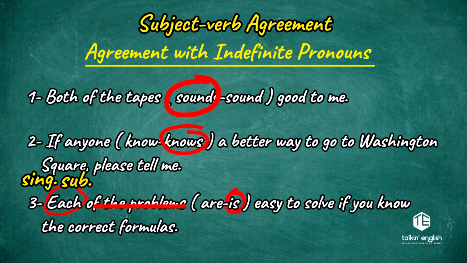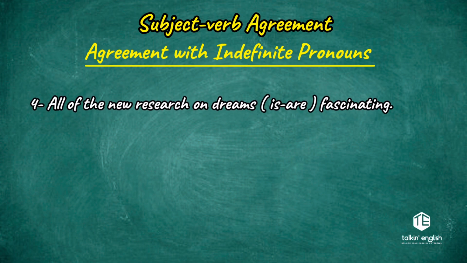Now question number 4. All of the new research on dreams is or are fascinating. What is the subject in this sentence? It is the word all. The word all here is from the indefinite pronouns that can be either singular or plural based on the prepositional phrase that follows it. Then I have to look at the prepositional phrase. Here I have two prepositional phrases: of the new research and on dreams. Ignore the last prepositional phrase and look at the prepositional phrase that is right after this indefinite pronoun: of the new research.